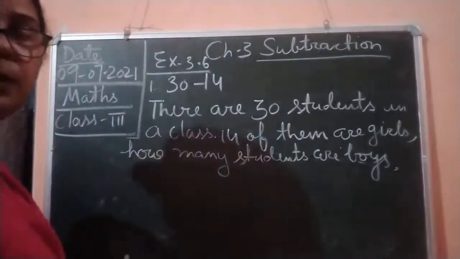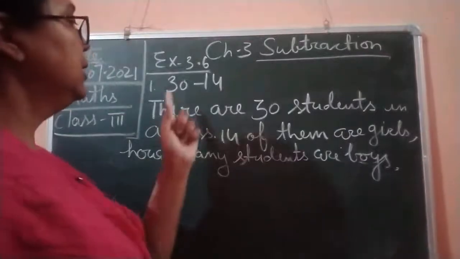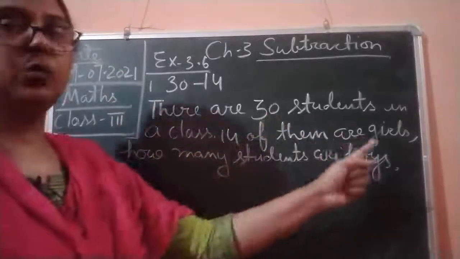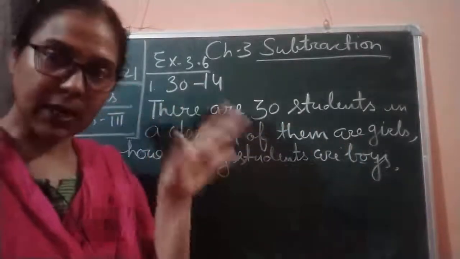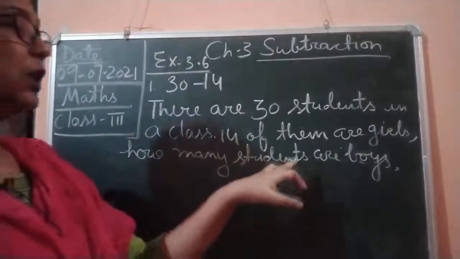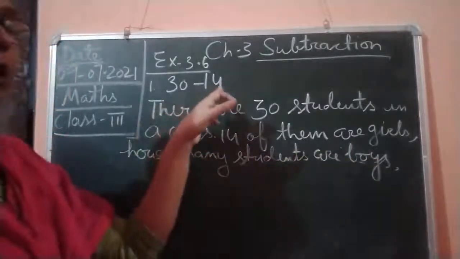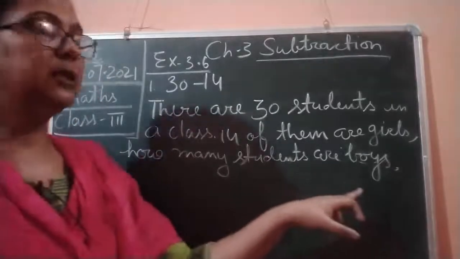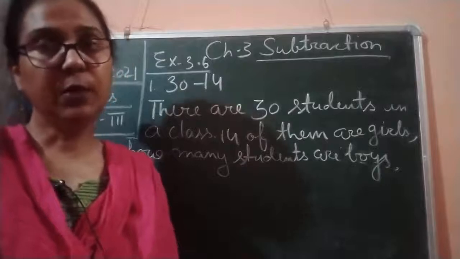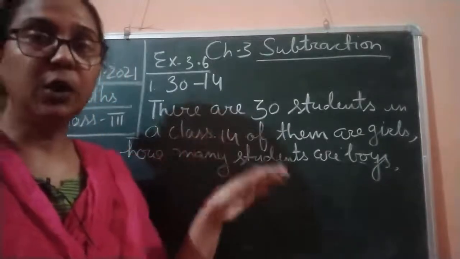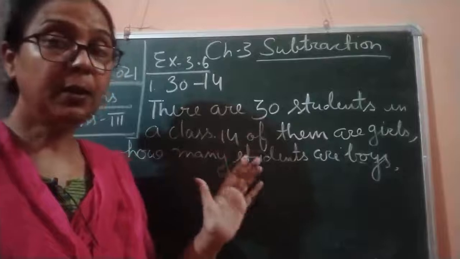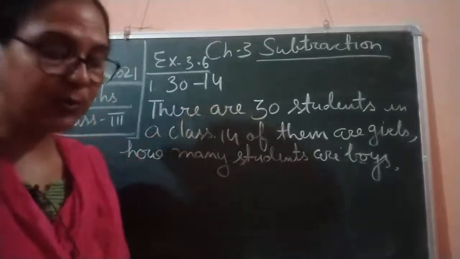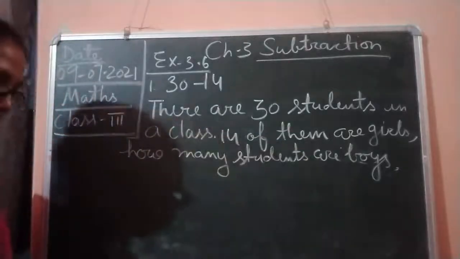Now here I have created one word problem that is based on these numbers and I have written there are 30 students in a class, and 14 out of them are girls. Okay, so the question is how many students are boys? Out of 30, 14 are girls, but the question is how many are boys? So now we are going to solve this. Okay children, so let's solve.